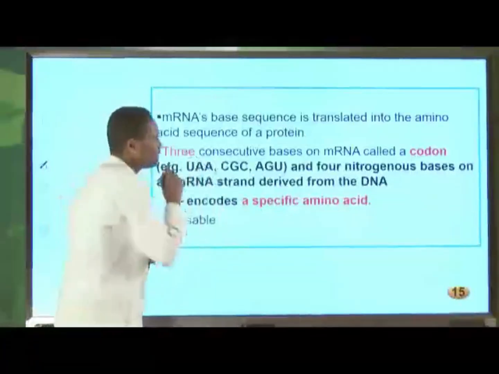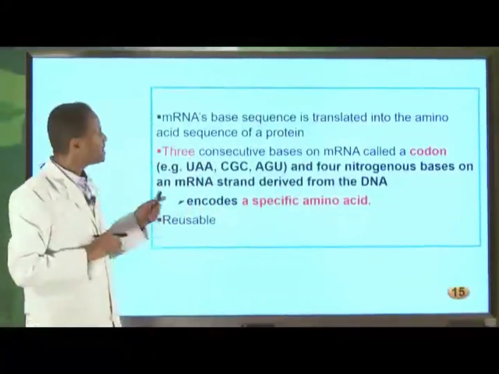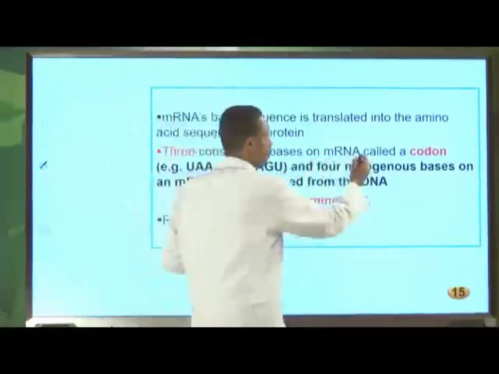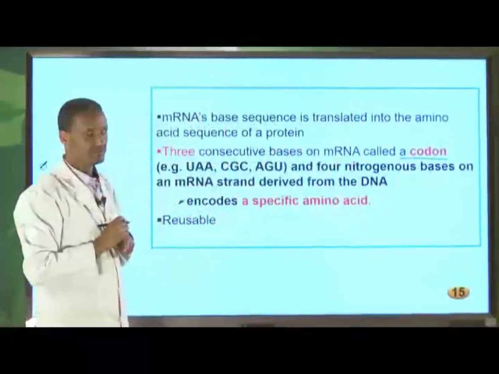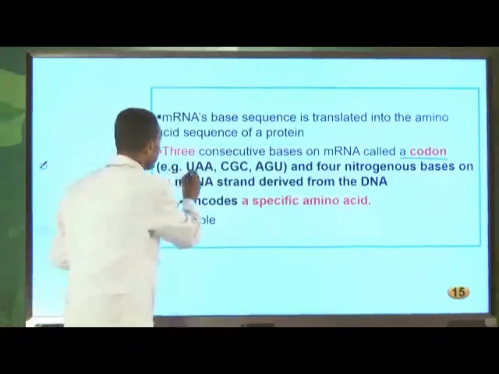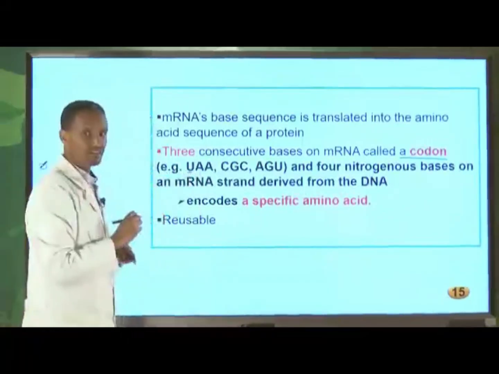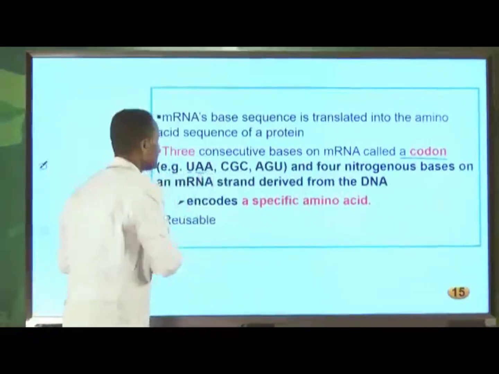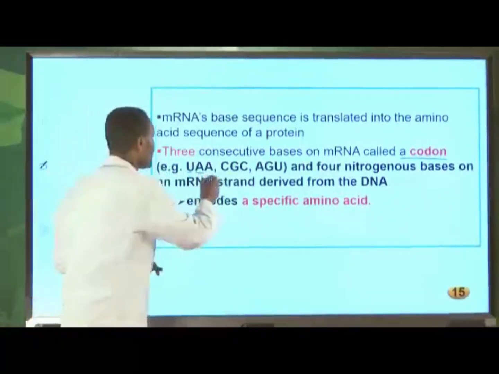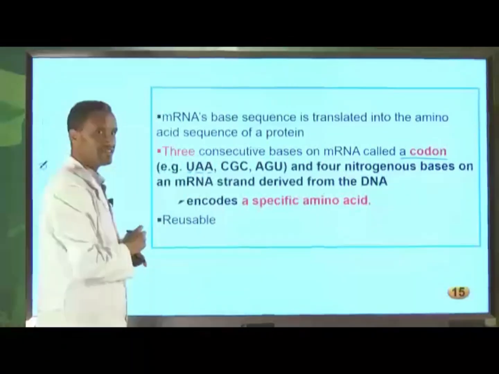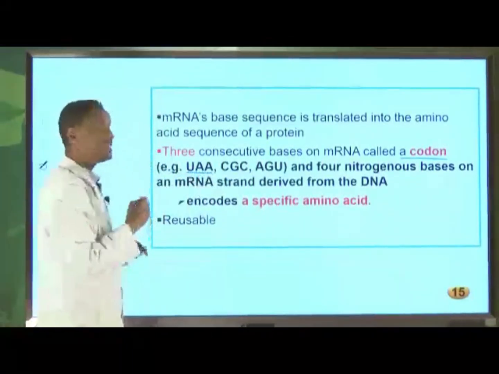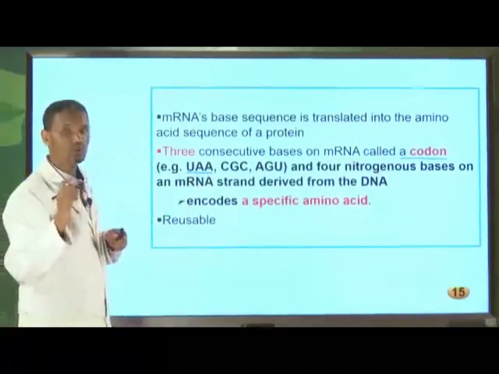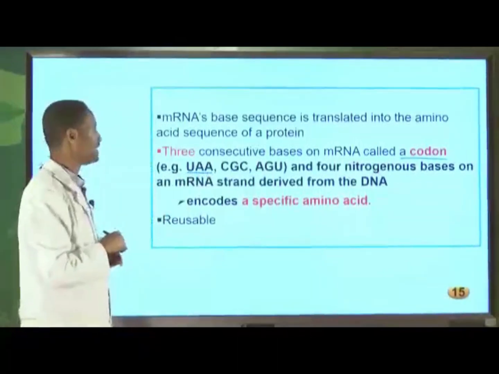Three consecutive bases on messenger RNA is a so-called codon. For example, this is one base, which is uracil. This is another base, which is adenine. This is again another base, which is adenine. Now, these are three consecutive bases. These three consecutive bases are a so-called codon on messenger RNA.